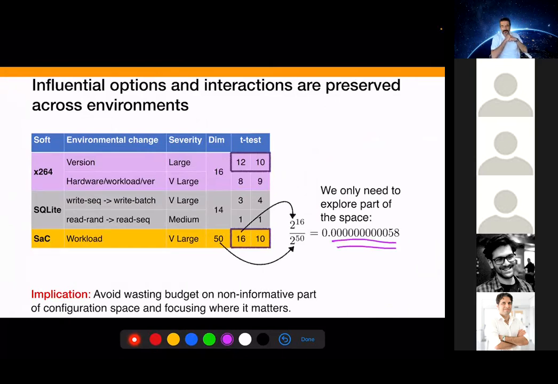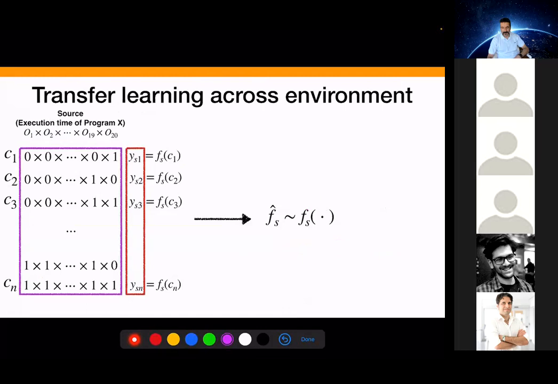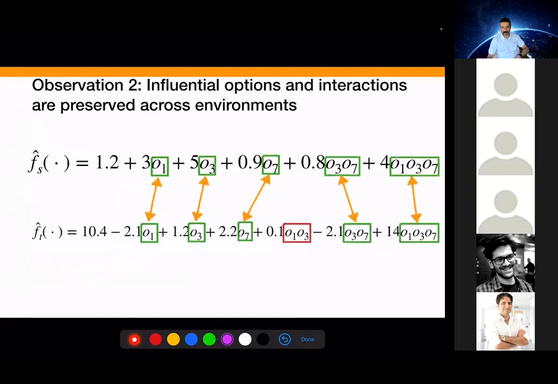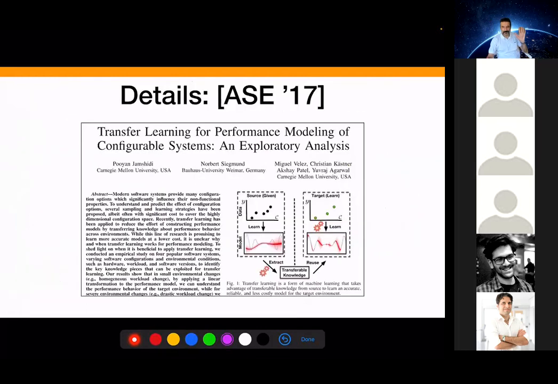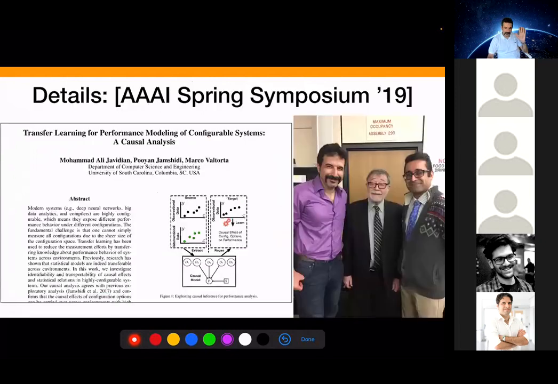So basically we don't need to explore the whole configuration space, exploiting the knowledge that we could gain, in this case reducing the dimensionality of the space for this type of highly configurable system. That was the key takeaway from this empirical study, but we don't have time to go into the detail. Based on this, you can find more info in this paper.